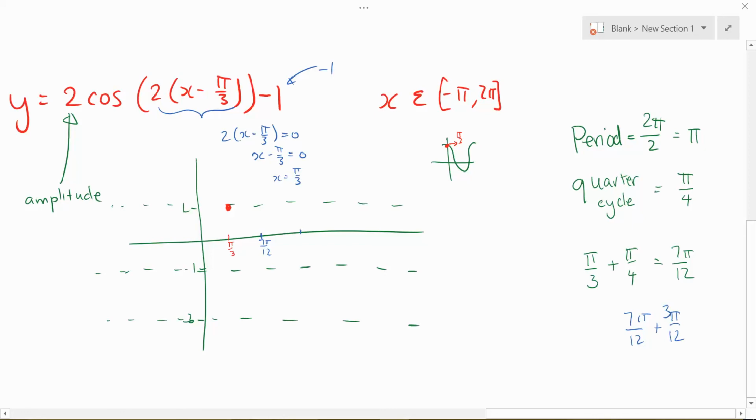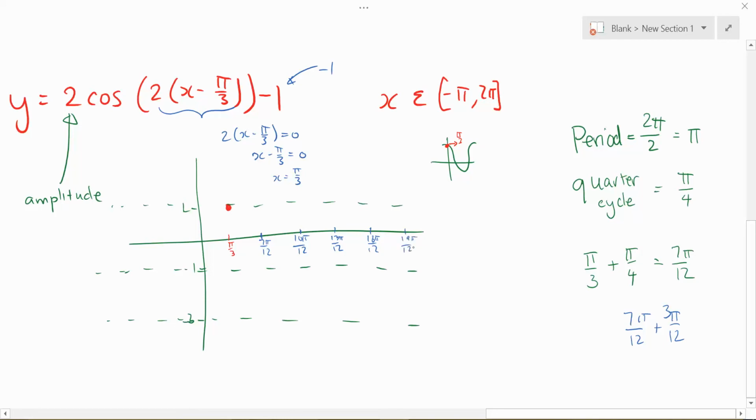But why did I do this? Because this tells me now that if this is 7 pi on 12, to get to the next one, I only need to add 3 pi on 12. So that means I know, okay, that makes this 10 pi on 12. If I want to get to the next quarter cycle, I add another 3, 13 pi on 12. If I want to get to the next quarter cycle, I add another 3, 16 pi on 12. Another 3 gives me 19 pi on 12.